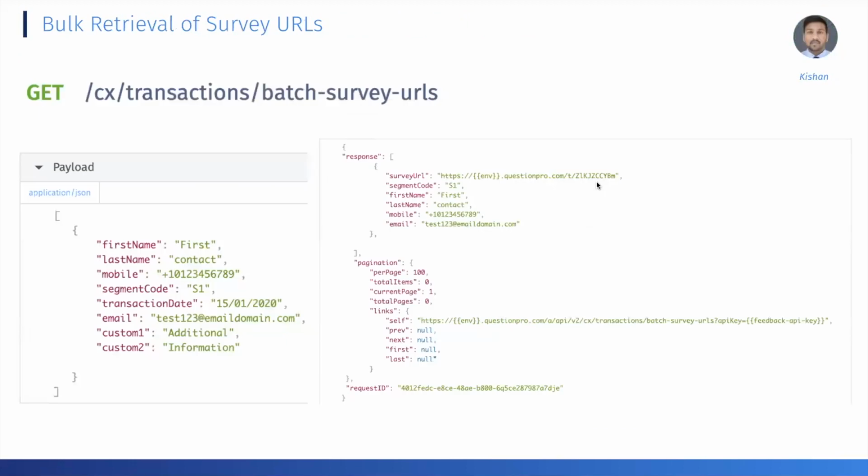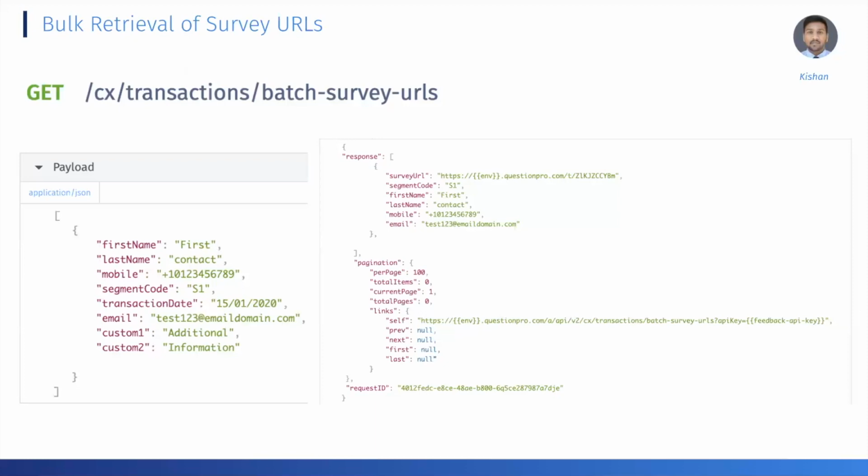The next thing that we did was some API enhancements. The batch survey URL API has been a requirement for the longest time now. What this API does is very similar to the get survey URL API, except that it returns the output in batch format. The get survey URL API returns, for a given payload, which can consist of the user details or respondent details and transaction details, a survey URL.